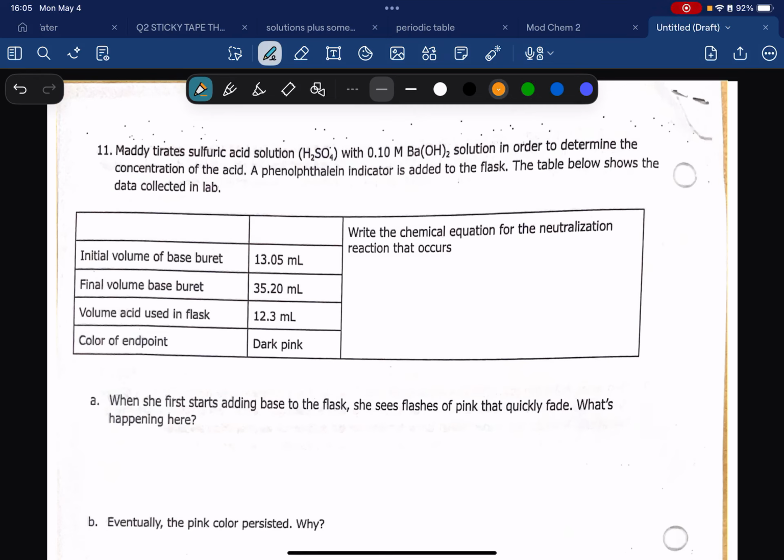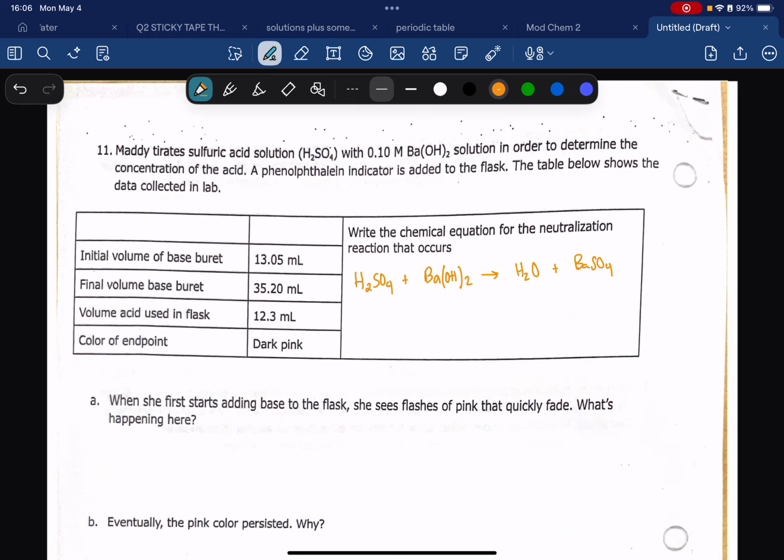All right, balanced chemical equation. We're going to go H2SO4, sulfuric acid, reacts with barium hydroxide to make water and barium sulfate.